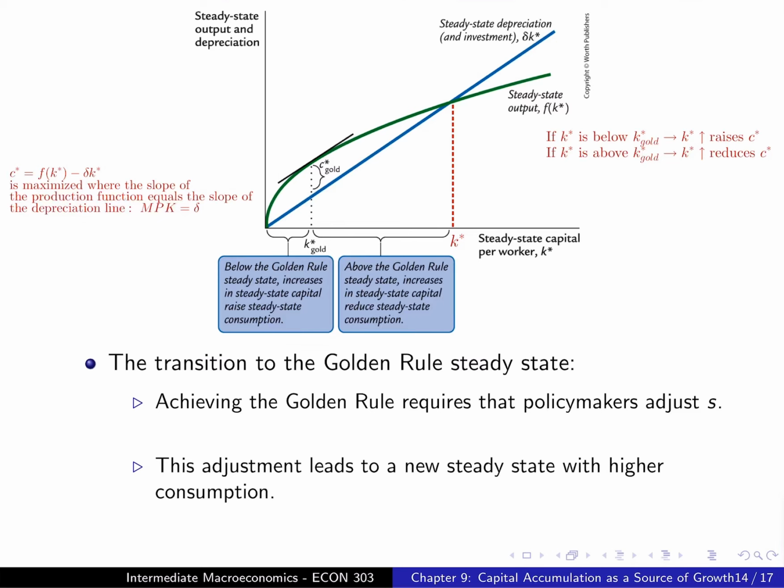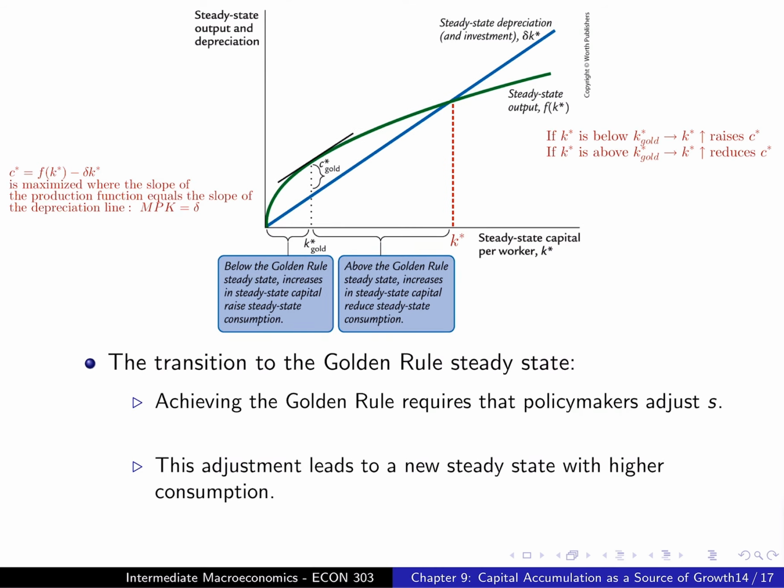If the current capital stock, lowercase k star, is below the golden rule level, lowercase k star gold, then increasing lowercase k star will raise steady state consumption, lowercase c star. Conversely, if the current capital stock, lowercase k star, is above the golden rule level, lowercase k star gold, then increasing lowercase k star further will actually reduce steady-state consumption, lowercase c star.